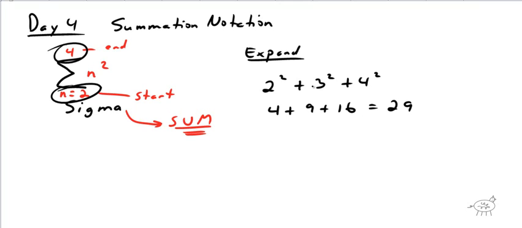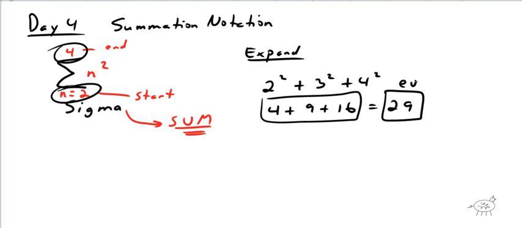So this means expand is when you actually write all the terms and write what each group is, 4, 9, and 16. And if I ask you to evaluate, which I would ask you to do both, evaluate is actually come up with my answer as 29.